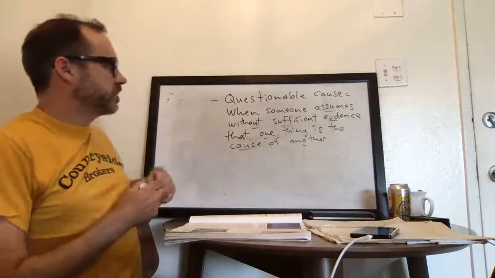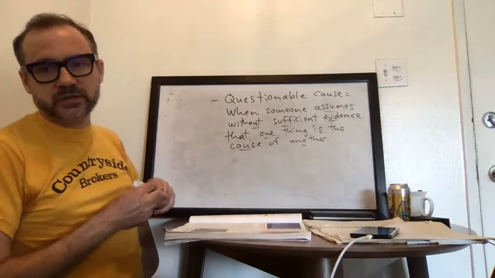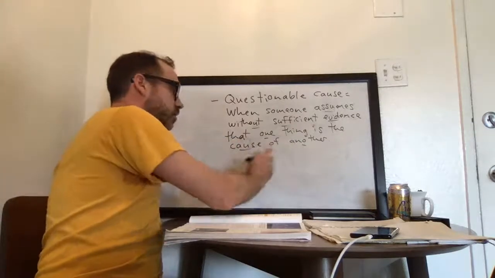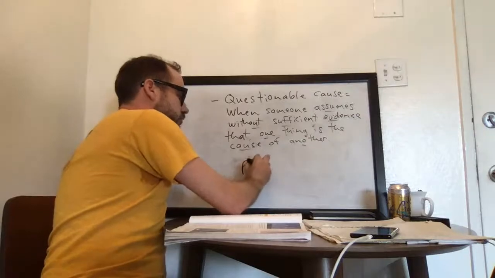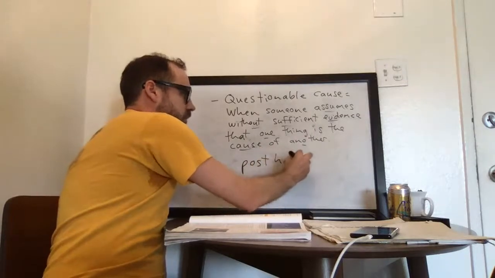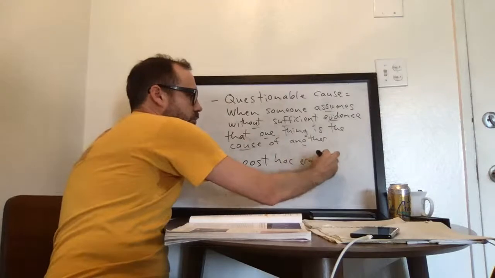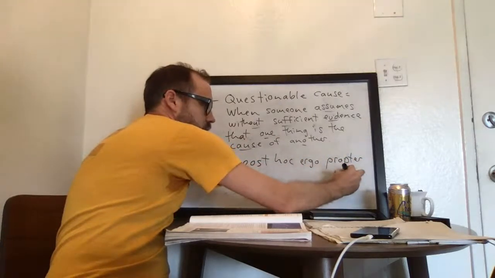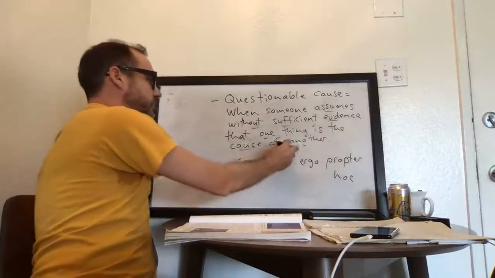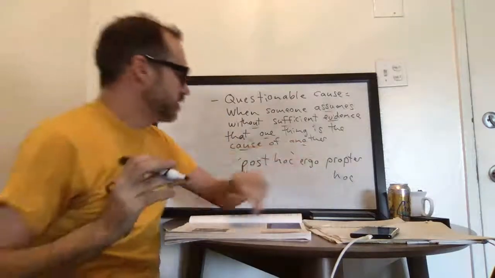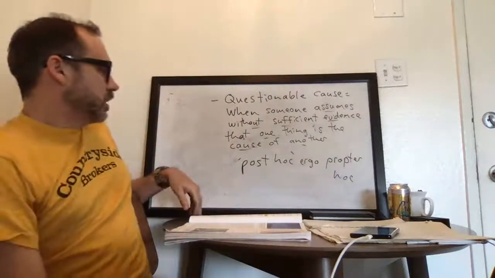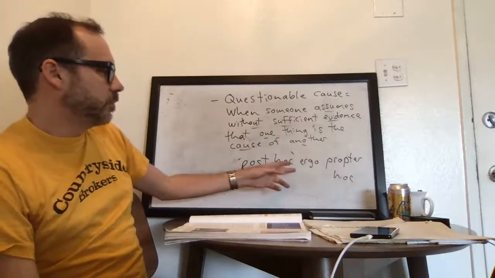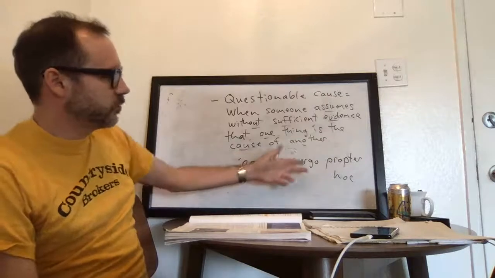There's a Latin phrase which is sometimes used instead of questionable cause. It's kind of long, but it's post hoc ergo propter hoc. Or for short, some just call it the post hoc fallacy. And what that means in Latin is, after that, therefore because of that.